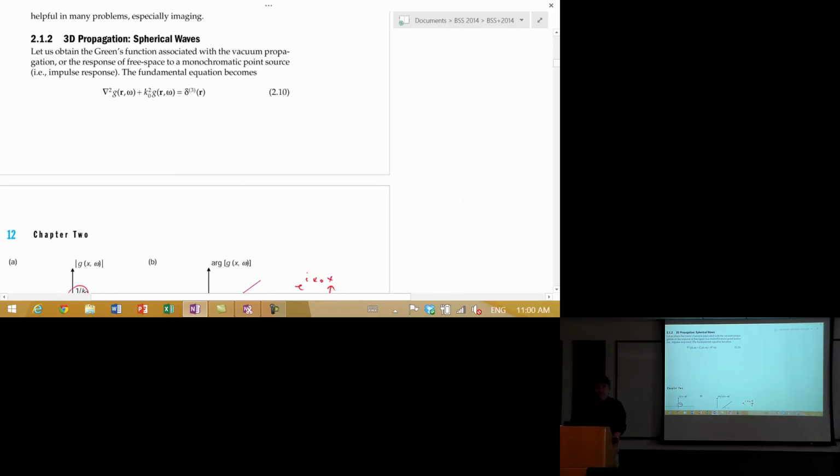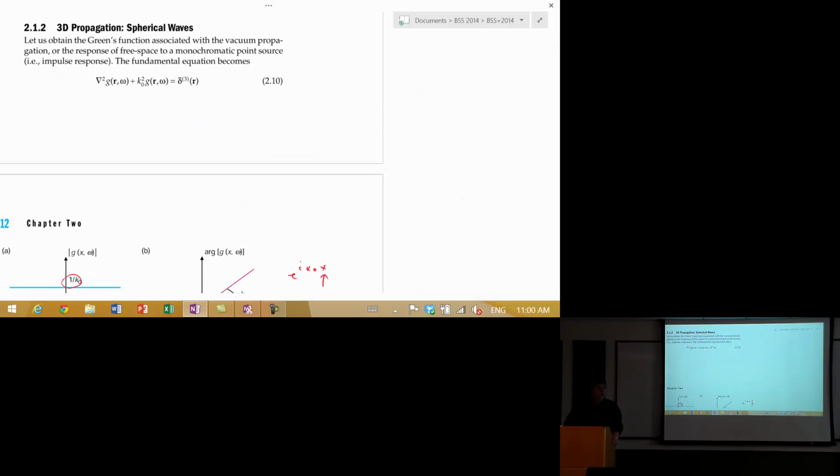Any questions about plane waves? This is a very basic concept, but it's very useful in imaging because pretty much any wave can be decomposed into a summation of plane waves with different amplitudes and different phases. So in a microscope, when you focus the light down, you get all these plane waves along different directions and you overlay them to the sample. Any questions?